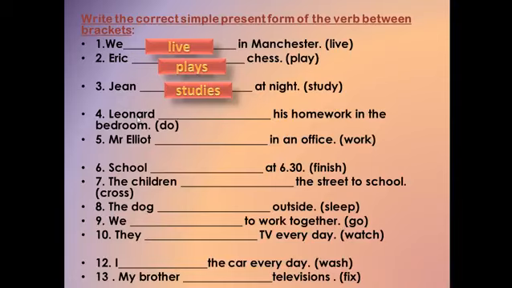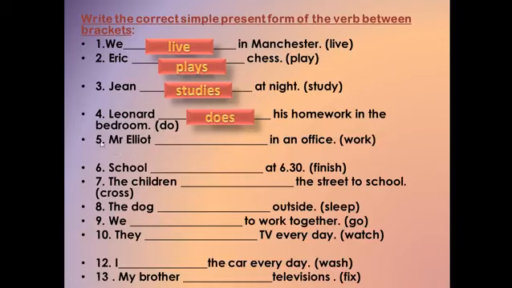Now Leonard, his homework in the bedroom. I have do. Leonard does his homework in the bedroom. Why does? Because my subject here is Leonard, he's a he, and my verb ends in an O, so I add an ES to my verb in the present simple. So Leonard does his homework in the bedroom. This is a habit, so I use the present simple.